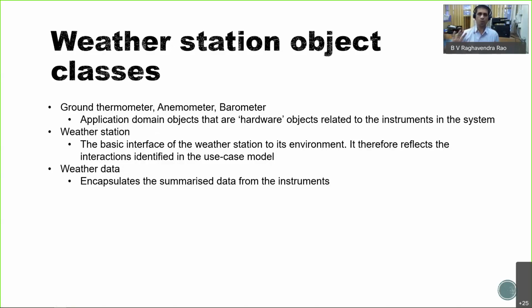Okay, so we haven't said what use case model is. Usually use case model is based on the utility. Yeah, let me not really get into that right now. And then possibly a meta class will be weather data. You want to store the summarized data from the instruments. Okay, so this is one way of identifying the classes.